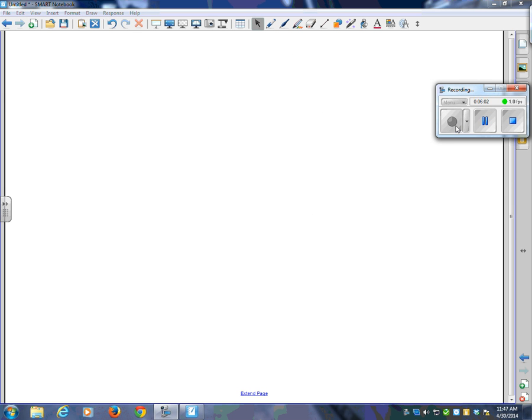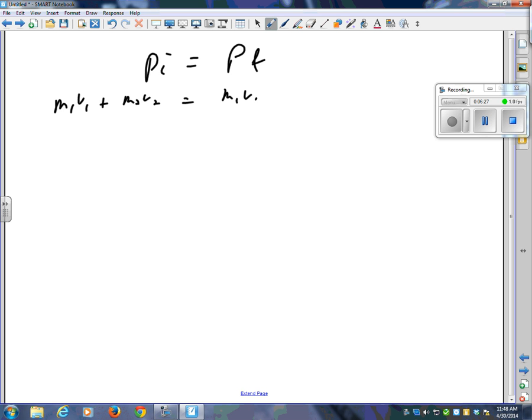All right, last one. A 1 kilogram ball at 3 meters per second east strikes a 6 kilogram ball moving west. And you know what? Mackenzie's right. It's the exact same except what? One of them's going to be negative. PI is PF. M1 V1 plus M2 V2 is equal to M1 V1 prime plus M2 V2 prime.